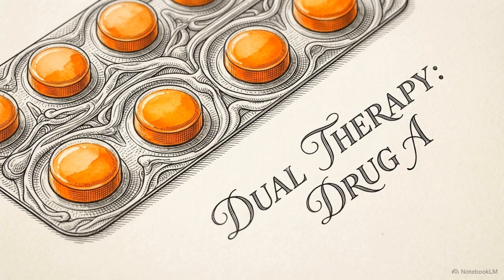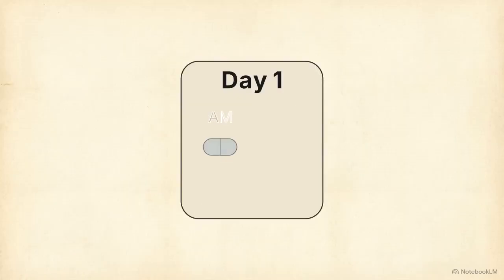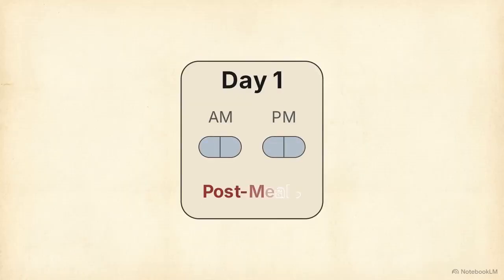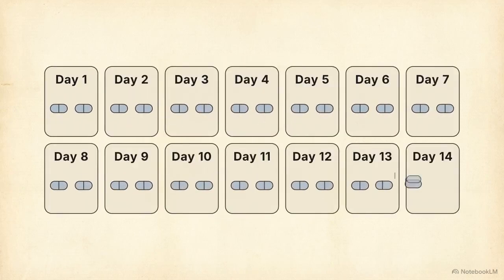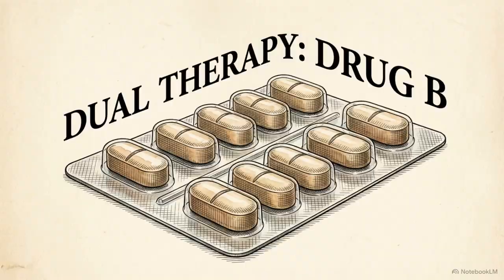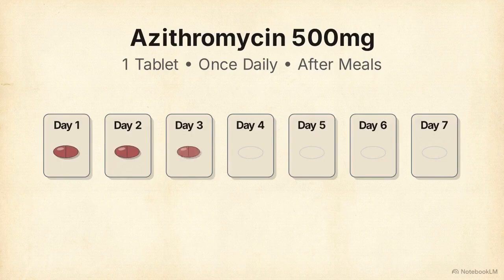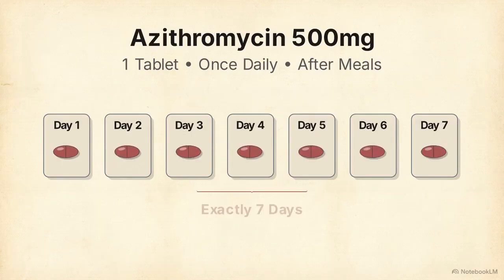The first pillar of this dual therapy is tablet Cefixime at a 200 mg dose. The dosing schedule requires 1 tablet twice a day, post-meals. This course runs strictly for 10 to 14 days to fully clear the infection. The second pillar is tablet Azithromycin at a 500 mg dose. Prescribe 1 tablet once a day, also after meals, for exactly 7 days.